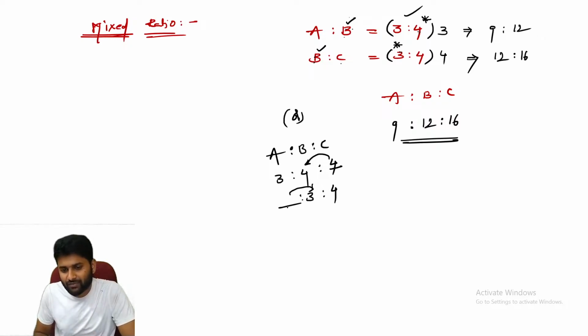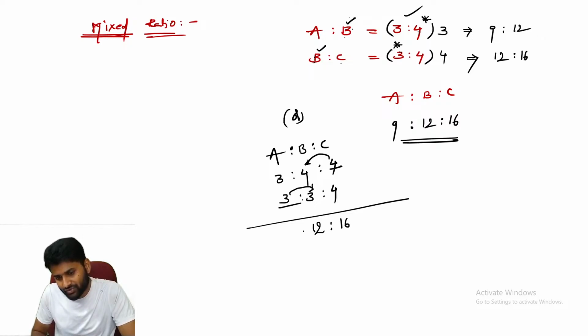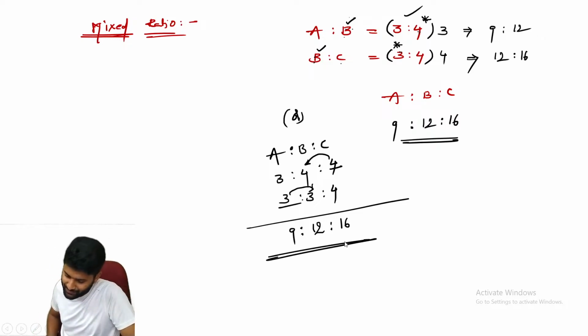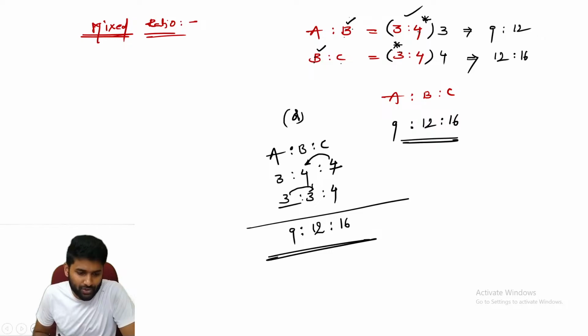Here you can replace with a 4. Here you can replace with a 3. Now multiply it. 4 fours, 16 units. 4 threes, 12 units. 3 threes are 9 units. Now you will get the same ratio. Guys, these are the two approaches to combine any ratio. Just go through that, then you can able to solve any question.